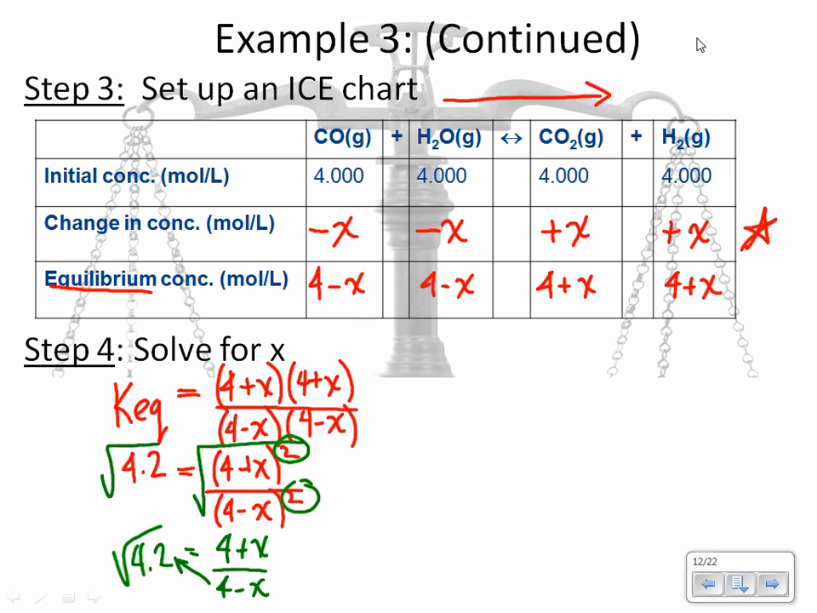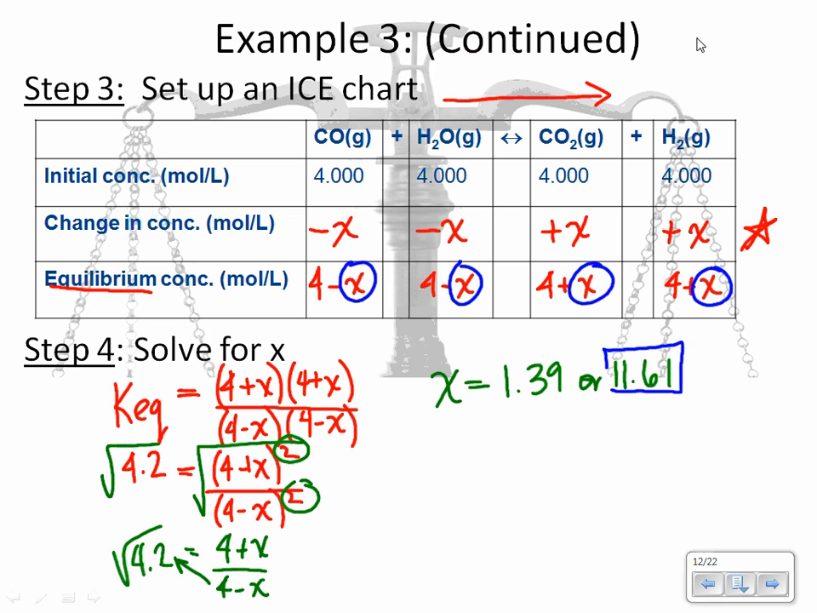So when you solve for x, x can actually be two numbers, 1.39 or 11.61. When you get two answers for x, there's always going to be one that's impossible. If I start off with 4 moles, can I take away 11.61 moles? Not possible. I only started off with 4, so I can only take away a maximum of 4. So I can cross that one out. Because it's too big, if I did 4 minus 11.61, I end up with a negative concentration, which is impossible. But 1.39 works really well, so that's the one I'm going to use.